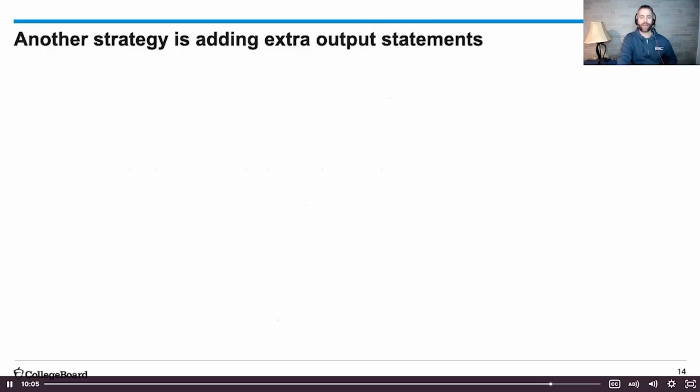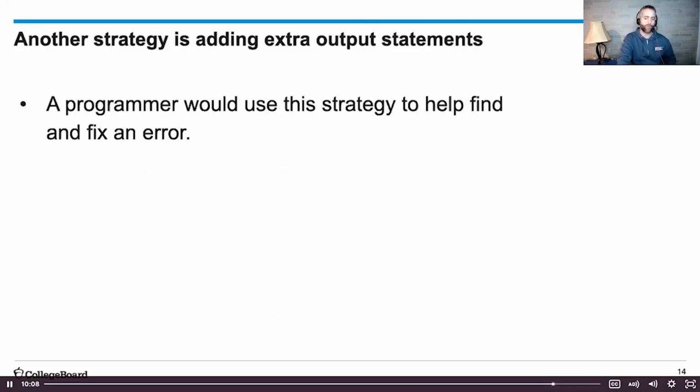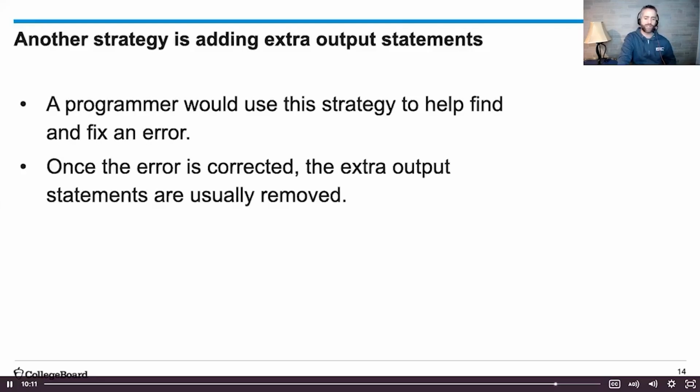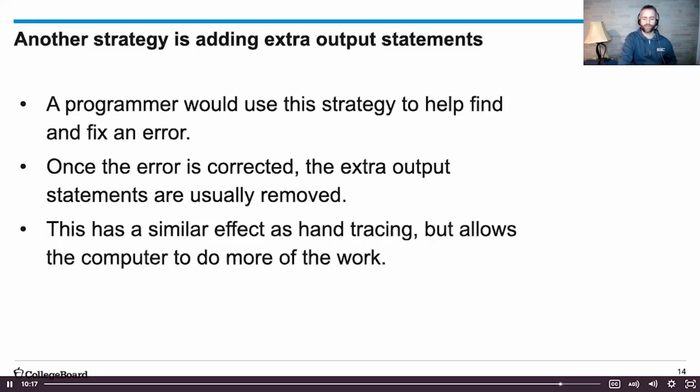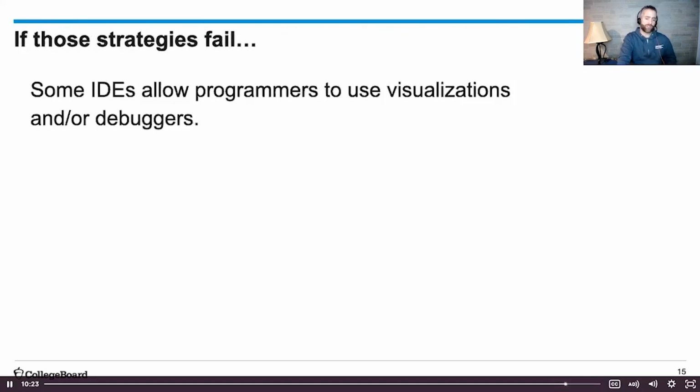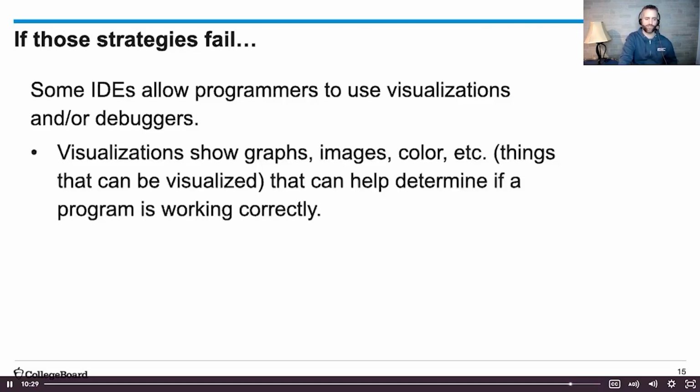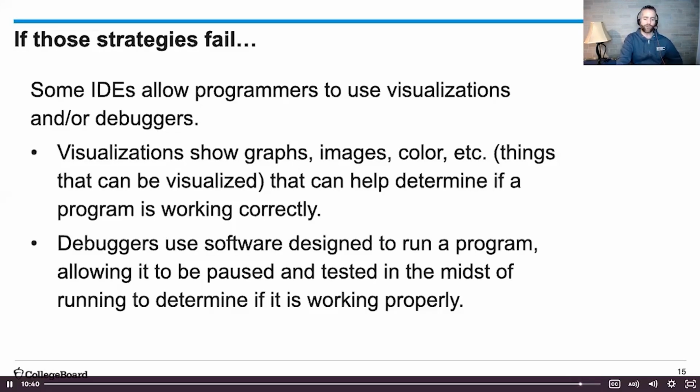Another strategy is adding extra output statements, right? A programmer would use this strategy to help find and fix an error. Once the error is corrected, the extra output statements are usually removed. This has a similar effect as hand tracing, but it allows the computer to do more of the work. Now, if those strategies fail, some IDEs allow programmers to use visualizations and/or debuggers. So visualizations show graphs or images or color, etc. Things that can be visualized, right? That can help determine if a program is working correctly or not. Debuggers use software designed to run a program, allowing it to be paused and tested in the midst of running to determine if it's working properly.